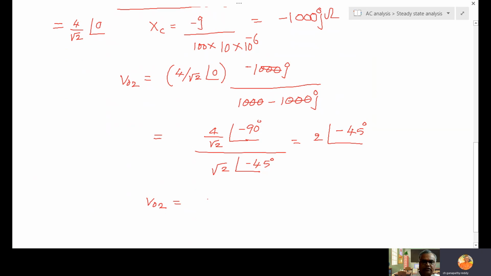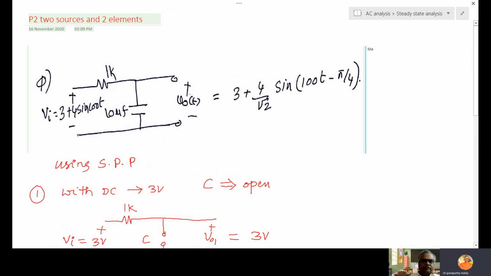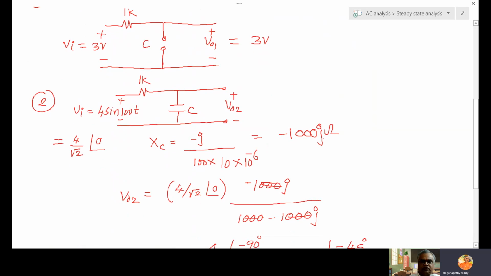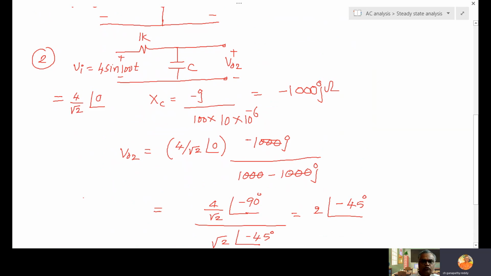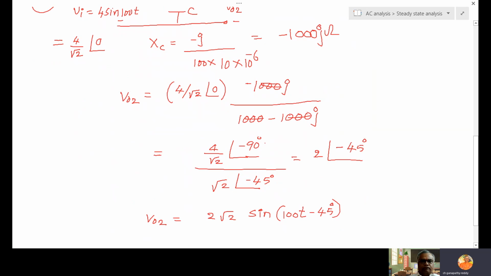Convert into trigonometric form. So 2 root 2, and the input is a sine, 100t minus 45 degrees. So what is the output? V0 of t is the input plus something, 4 by root 2. This is root 2 angle.